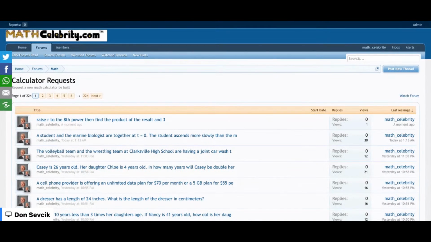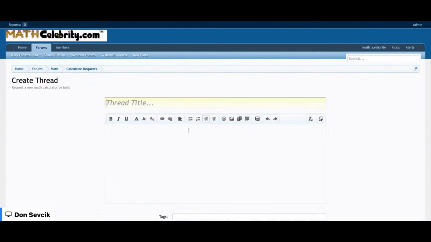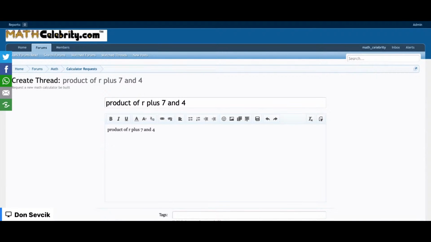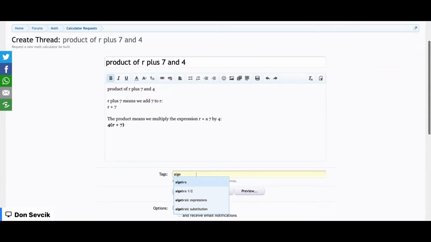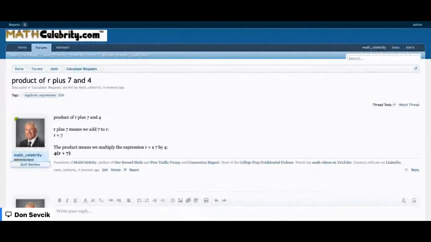All right. Here's another algebraic expression. This one's pretty easy. Product of r plus 7 and 4. So r plus 7 means we add 7 to r. And then the product means we multiply the expression, and there's a key word there, r plus 7 by 4. So 4 times (r plus 7). Okay, that's our answer. So that's 2 in the bag for today.